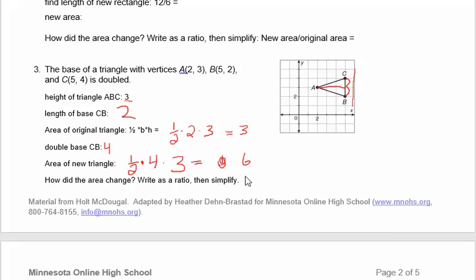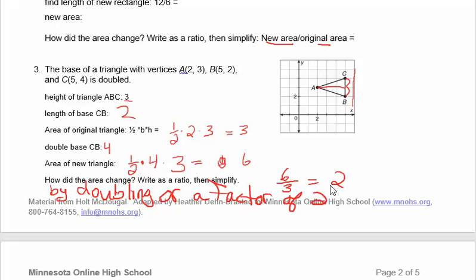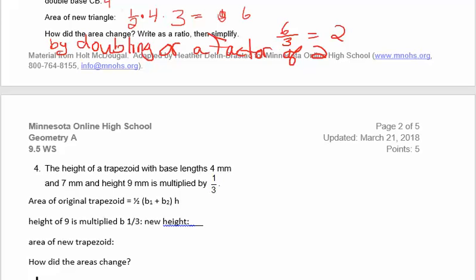How did the area change? It went from 3 to 6. This one's easy to see, but we can write it as a ratio of the new over the original. 6 is the new over the original area of 3, which equals 2. The area changed by multiplying by 2, or by doubling, or a factor of 2. That's how you'll do 1 through 4. When you change one dimension, the area changes by the same amount.